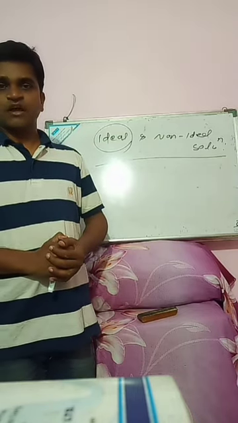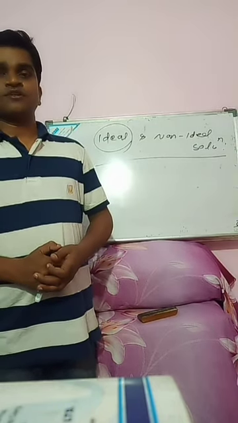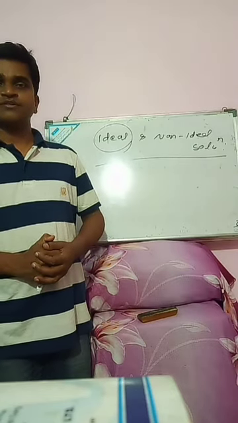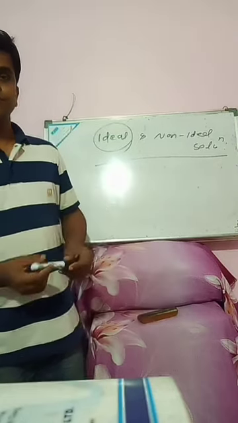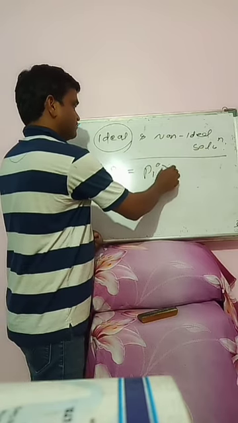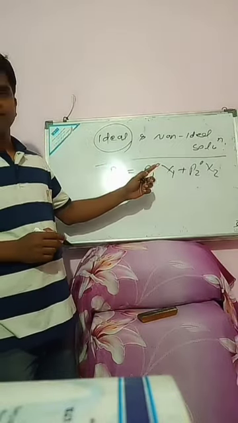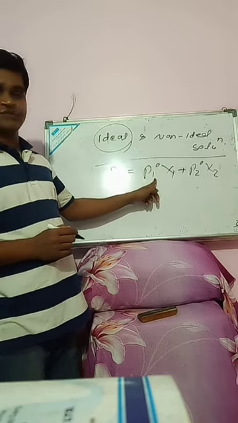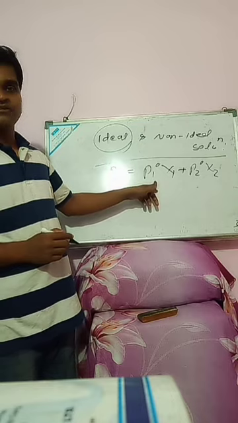What is Raoult's law? As I told before, Raoult's law means it is the solution of two volatile components where the partial vapor pressure of each component is directly proportional to its mole fraction in solution, for which the mathematical expression was P total is P1 naught x1 plus P2 naught x2. Okay, this is the mathematical expression of Raoult's law. The solution which obeys this equation over the entire range of concentration is called ideal solution.